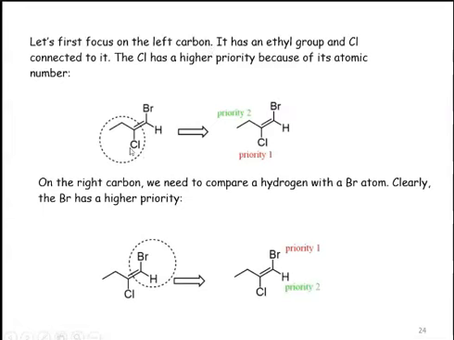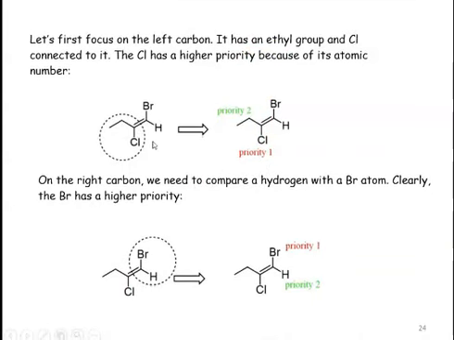Now let us first focus on the left carbon. Here, first we have to observe the first carbon. Here we can see an ethyl group and a chlorine atom. Chlorine atom has got high priority as compared to ethyl functional group. So it is denoted as priority 1, priority 2.